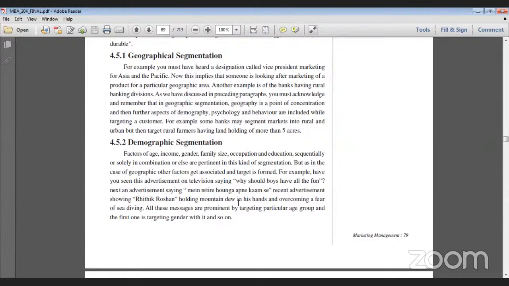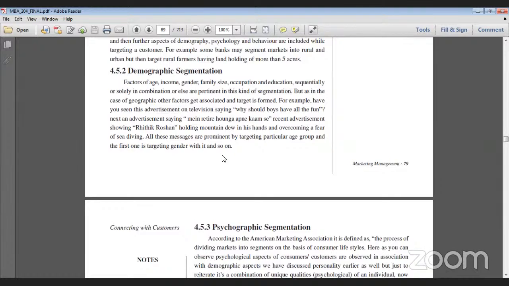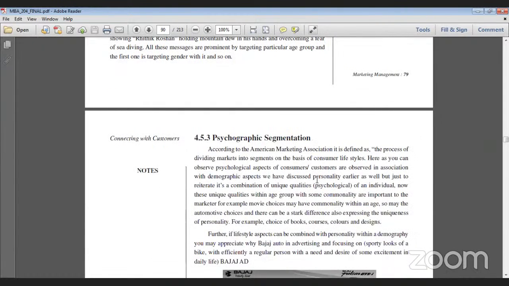And the first one which we have seen, "Why should boys have all the fun?", is more targeted to gender. I mean, the female gender is more targeted. They want the Pleasure scooty to be sold more to female customers, those who are in a particular location. So these are the demographic segmentation and psychological segmentation.